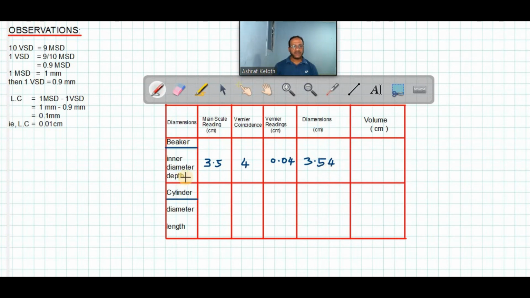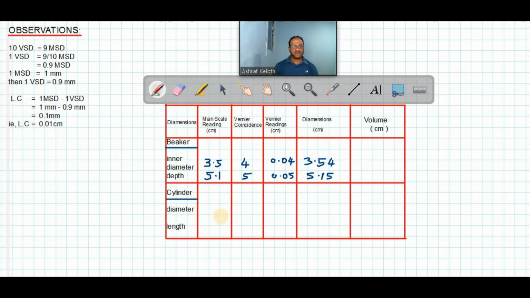Then when we are measuring the depth of the beaker, we got the main scale reading 5.1 centimeters. The vernier coincidence was 5. Then the vernier reading will be the vernier coincidence multiplied by 0.01, so 0.05. 0.05 is the vernier reading. Now adding the main scale reading and vernier reading will give the total depth of the beaker, that is 5.15 centimeters. Okay, these are the observations we obtained for the beaker.